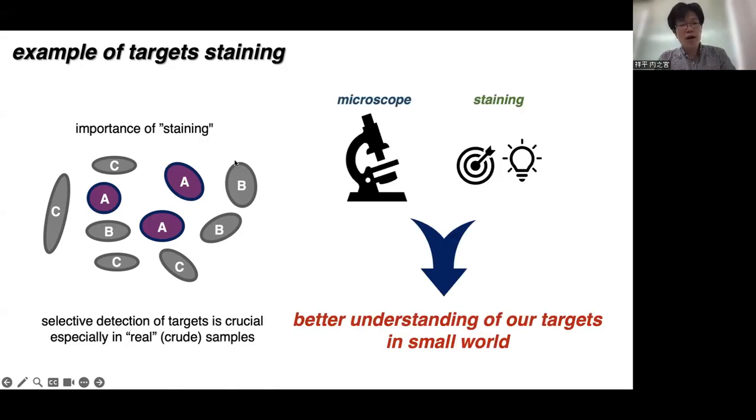To overcome this, researchers also developed a staining method. Actually, I and Dr. Samira are part of the researchers in this field, and she also develops very nice methods for the staining of target cells. So again, researchers have developed not only microscopes but also staining experiments for selective detection of our target in the small world.